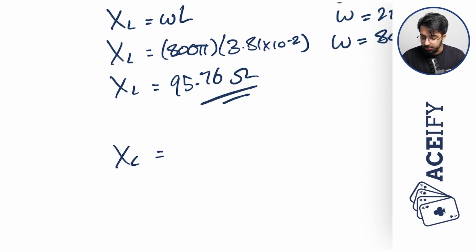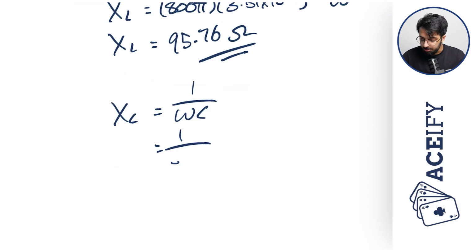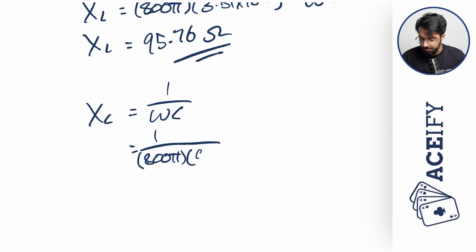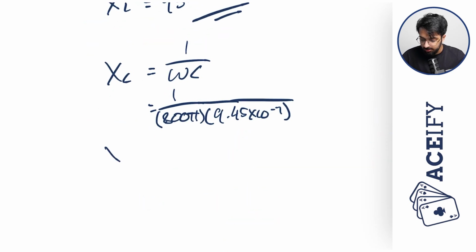Alright, so now that we have the reactance of the inductor, we can find the reactance of our capacitor, and we know that's equal to 1 over omega C. We just found our omega, and that's 800 pi, multiplied by the capacitance of the capacitor, which is given right over here, so that's 9.45 times 10 to the negative 7. And this gives a reactance of our capacitor as 421.04 ohms.